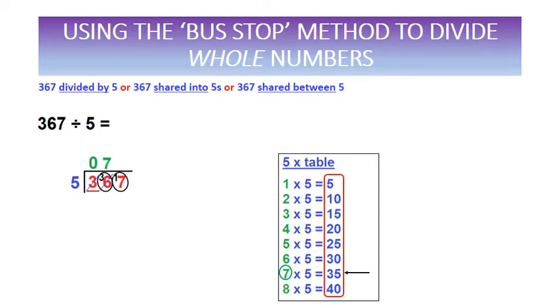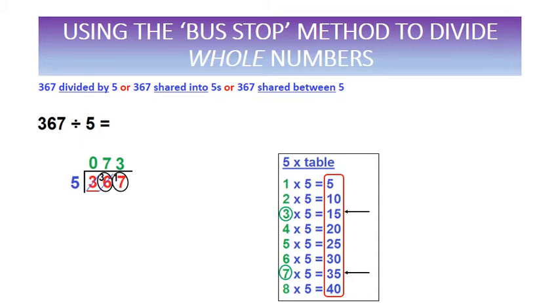So then we read that as 17. How many 5s make 17? Again, we can't do that in the 5 times table. The closest we can get without going over is 15, and that's 3 lots of 5. So we write the 3 above the bus stop there. Now, basically, we've finished the calculation, but we know that we were asked to make 17.